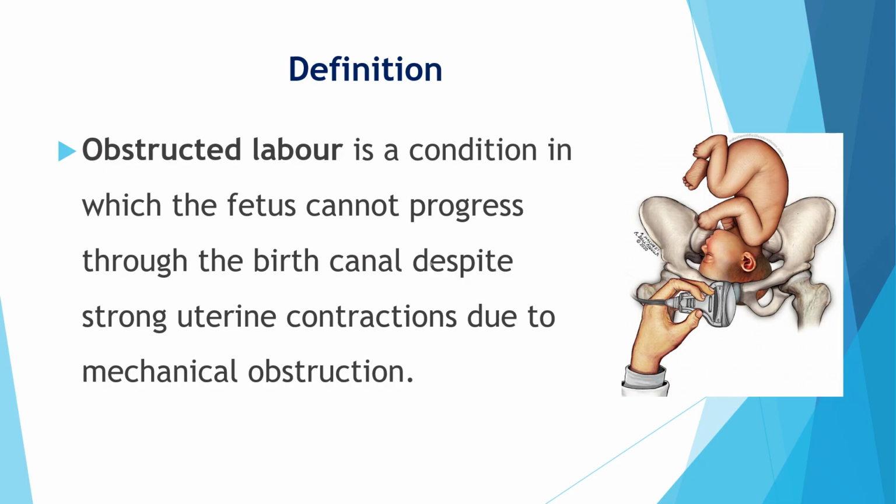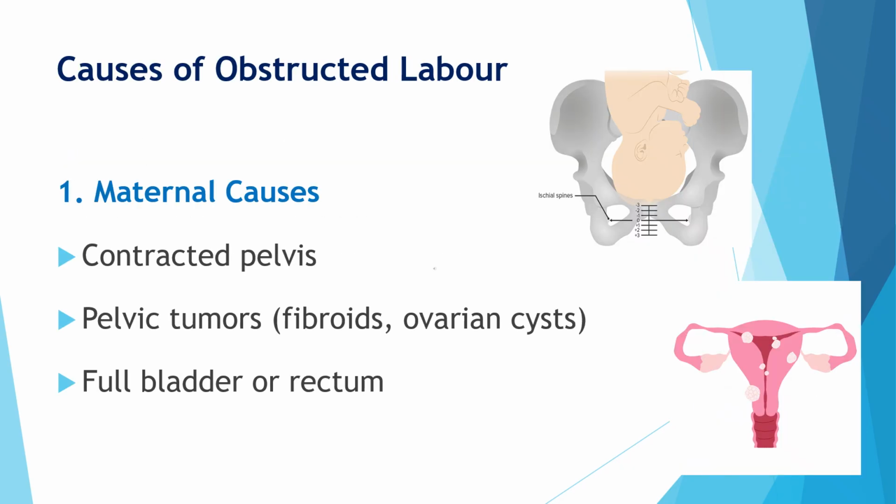All right, students, listen. Obstructed labor is when a woman is having good, strong contractions, but the baby is still not coming down. Normally, when contractions are strong, the baby should gradually move through the birth canal. But in this case, something is blocking the way. It could be because the baby is too big, the mother's pelvis is too small, or the baby is in the wrong position. So even though the uterus is working well and pushing, the baby gets stuck, and there is no progress in labor. Next, we will discuss the causes of obstructed labor.